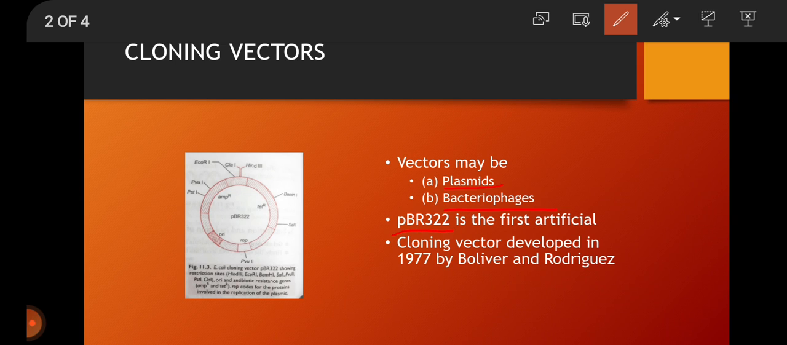pBR322 is the first artificial cloning vector, developed in 1977 by Bolivar and Rodriguez from the E. coli plasmid. You can see here, this is a plasmid which is present in a bacterial cell. Suppose this is an E. coli cell or any bacterial cell. It has its own genetic material, and it also has a circular DNA, which is known as the plasmid.